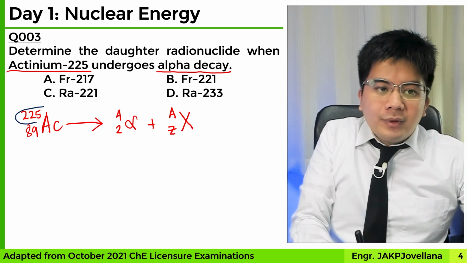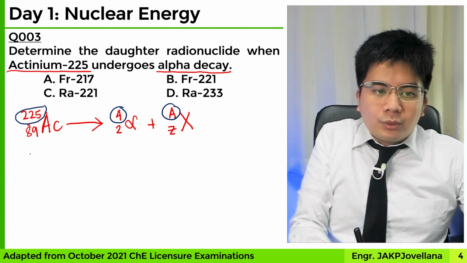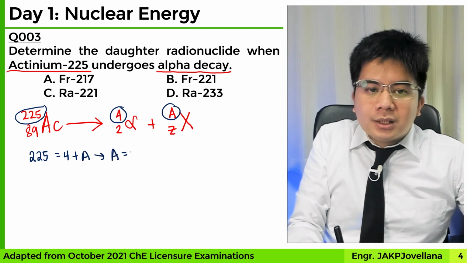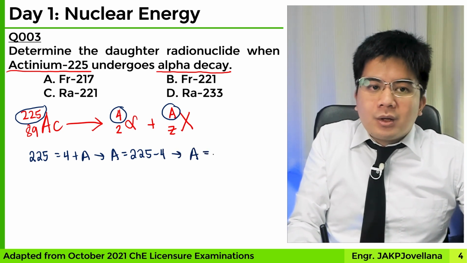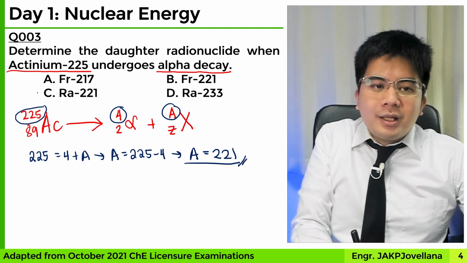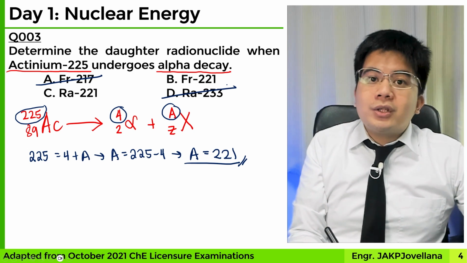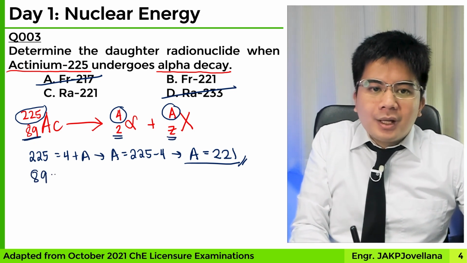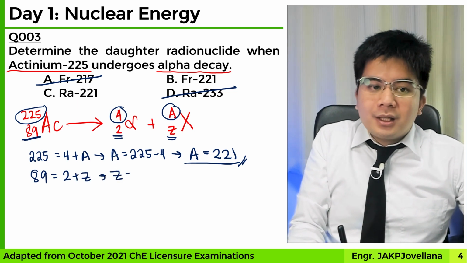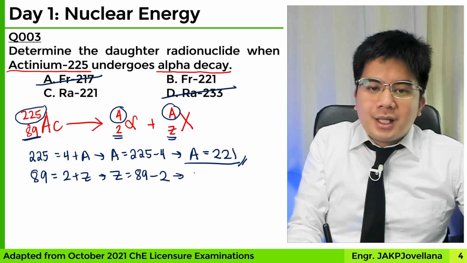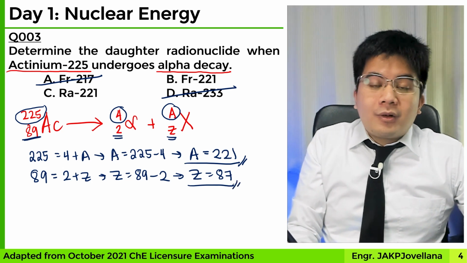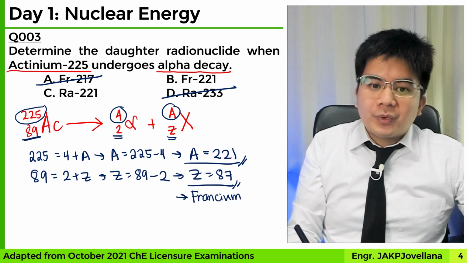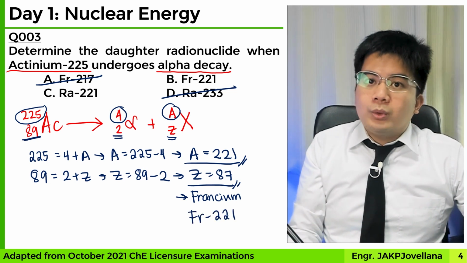We can check for the superscripts and the subscripts. For example, 225 is equal to 4 plus A. So we can have A equals 225 minus 4. Therefore, A is equal to 221. From the choices, we can eliminate choice A and choice D. So we need to check or balance the atomic numbers, which is based on the subscripts. We can write 89 is equal to 2 plus Z. So Z is equal to 89 minus 2. Z is equal to 87. From the periodic table, element number 87 is francium. So therefore, our answer is francium-221 or letter B.